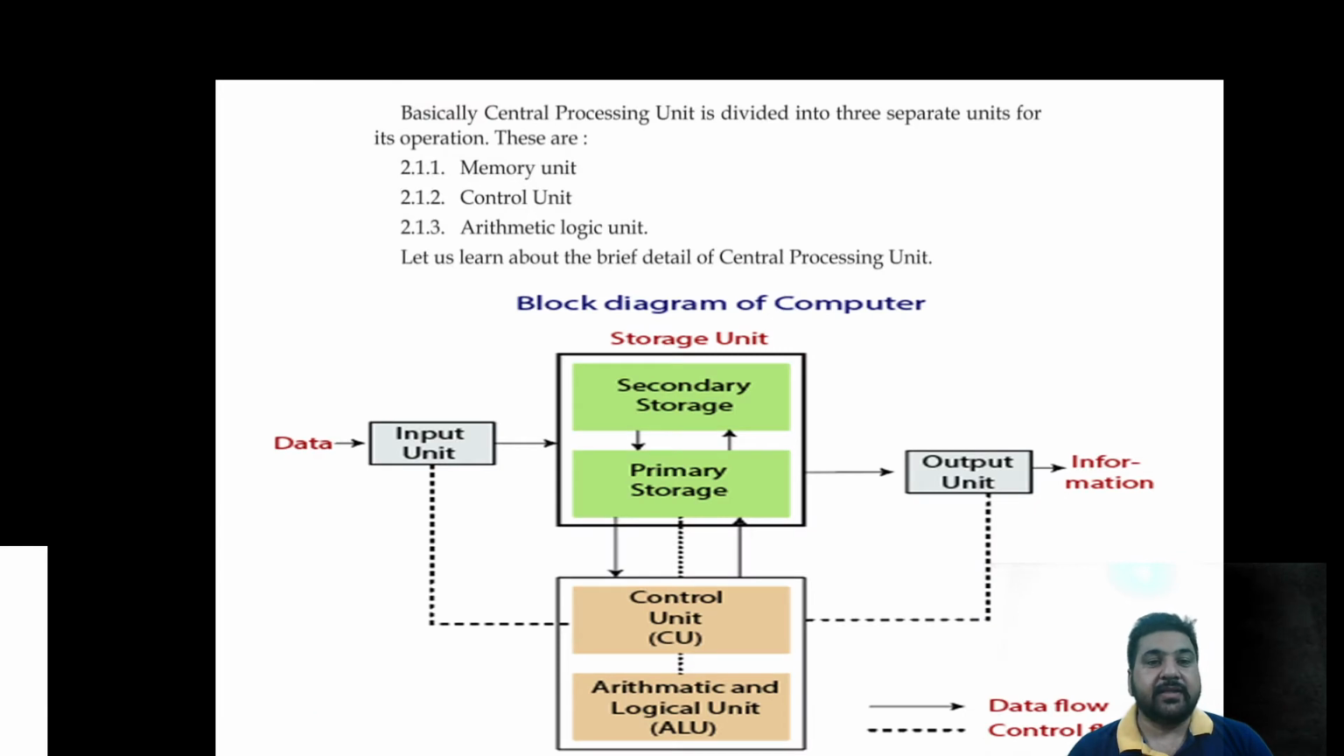Basically, the central processing unit is divided into three separate units for its operations. These are the memory unit, control unit, and arithmetic logic unit. Let us learn about the brief details of the central processing unit. After the last block diagram, now this is another block diagram of the computer. Storage, that is the data, means input unit.